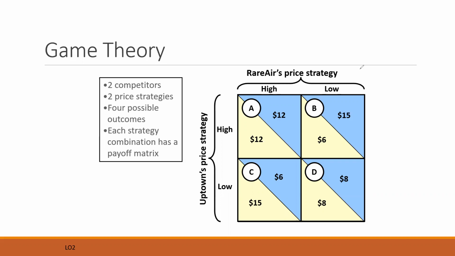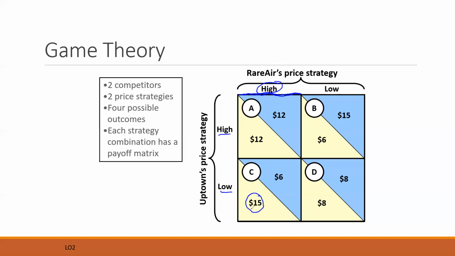Suppose Rare Air's price strategy is high. In that case, we are going to end up only in this first column. Then Uptown is going to decide which strategy to choose. If Uptown goes for high price, it can get 12,000 of profit. If it goes for low price, it can get 15,000 of profit, given that Rare Air goes for high price. So whenever Rare Air goes for high price, the best strategy for Uptown is to go for low price, which gives the higher profit.